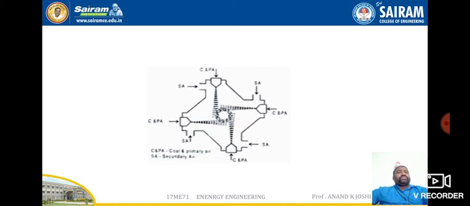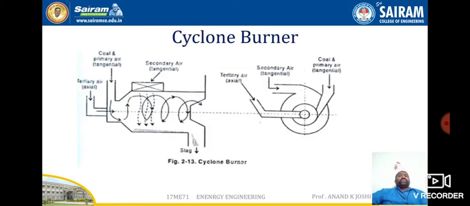So next one is the principle of the cyclone burner. Why do we call it a cyclone burner? This cyclone burner consists of a horizontal cylinder about 3 meters in diameter and 4 meters in length. The cylinder wall is water cooled, and the inside surface is lined with chrome ore. The horizontal axis of the burner is slightly inclined towards the boiler. The coal used for the cyclone burner is crushed to about 6 mm size.